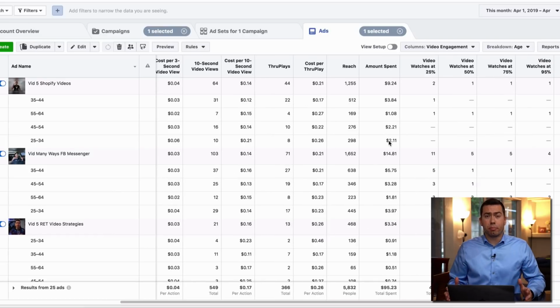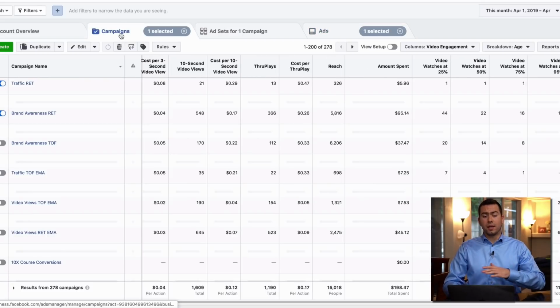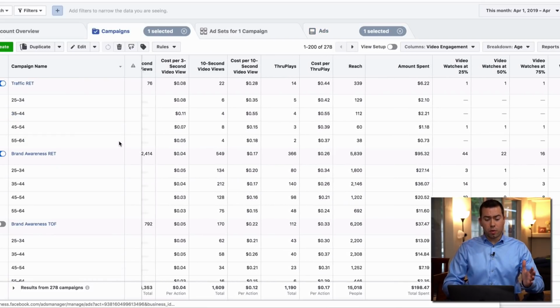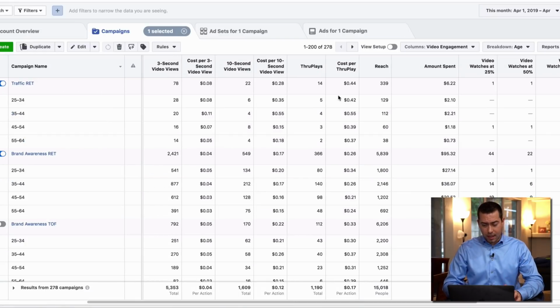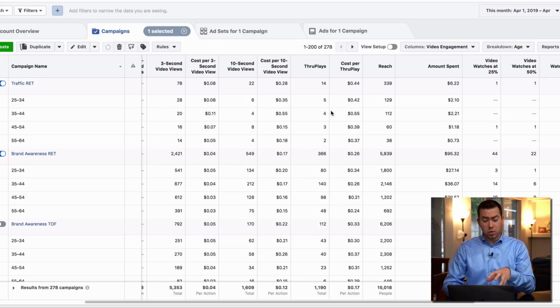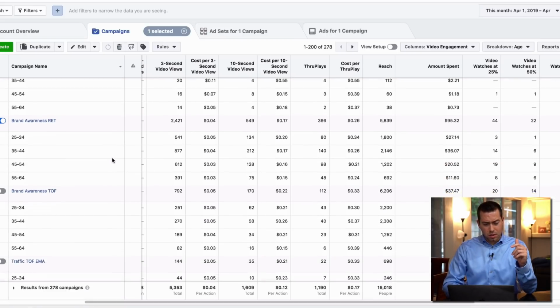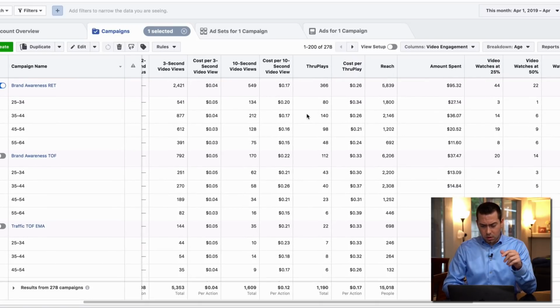So anytime that I'm using breakdown to look at the age and the information like that, I'm looking at it on multiple ad levels. I'm looking at it on the campaign level, where I'll jump over here and I'll see, okay, this traffic retargeting campaign, and I'm looking at it on video views, right? That one hasn't really spent that much. So let's look at this brand awareness campaign. It spent $100. It's a decent amount of data. 140 through plays, 35 to 44.